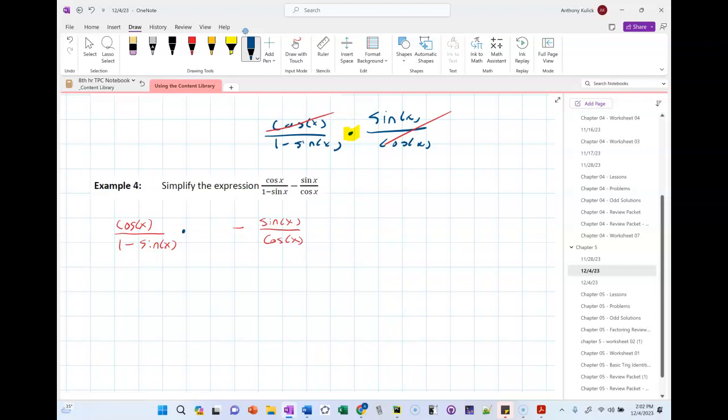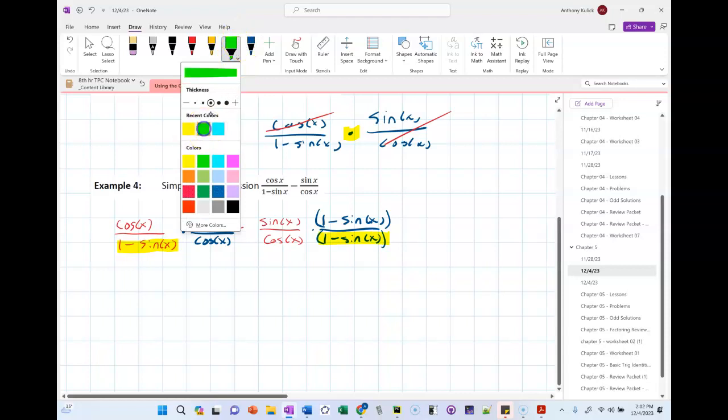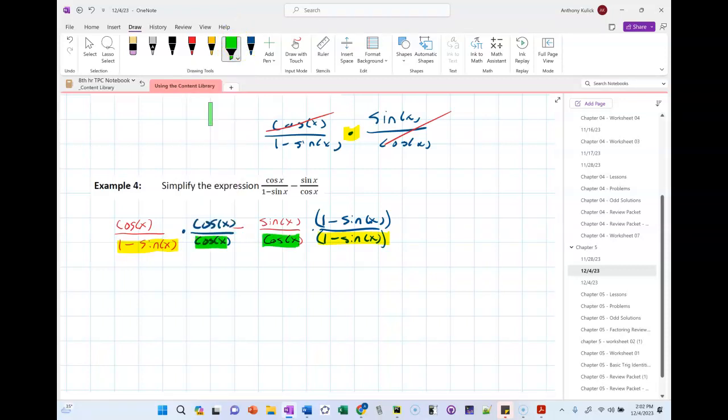So here, I will multiply the top and bottom by cosine x to the first fraction and 1 minus sine x to the second fraction. So you're basically taking what is the first fraction missing from the second fraction? Well, it's missing a cosine x. And what's the second fraction missing from the first fraction? 1 minus sine x.